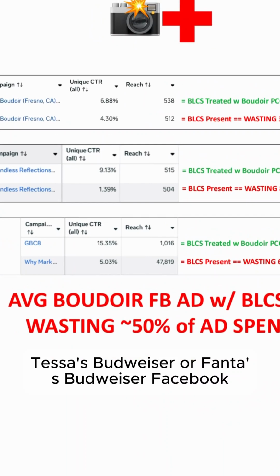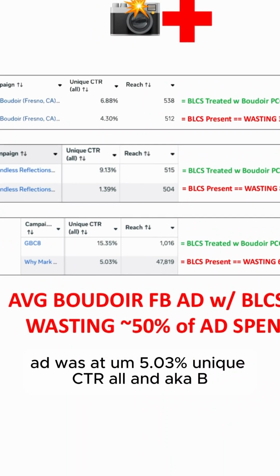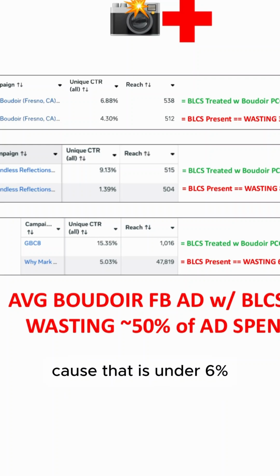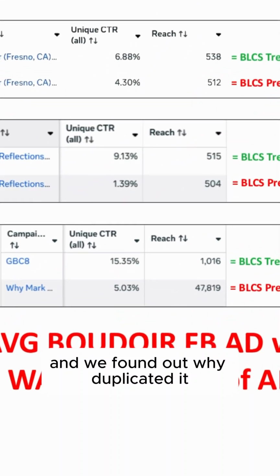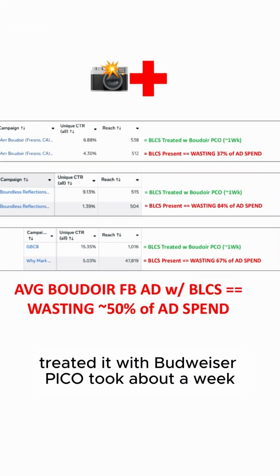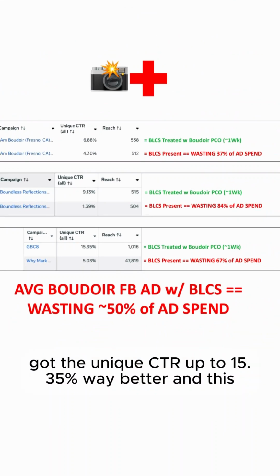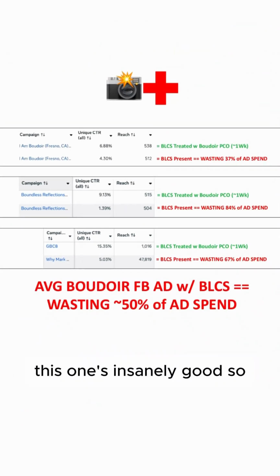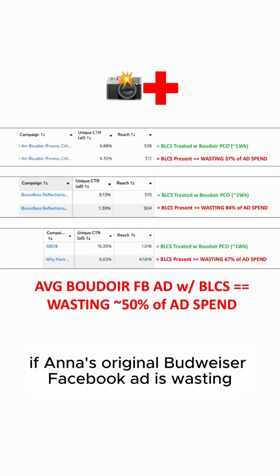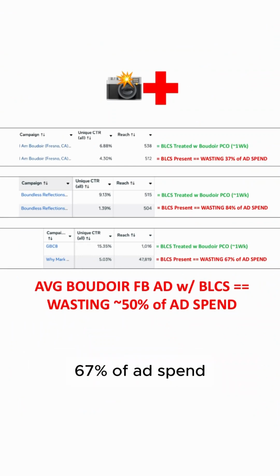Finally, had a patient test his Boudoir Facebook ad, and found out it was at 5.03% unique CTR all, aka BLCS was present, because that is under 6%. I duplicated it, treated it with Boudoir Pico, took about a week, and got the unique CTR all up to 15.35%, way better. And this one's insanely good. So we found his original Boudoir Facebook ad is wasting 67% of ad spend.